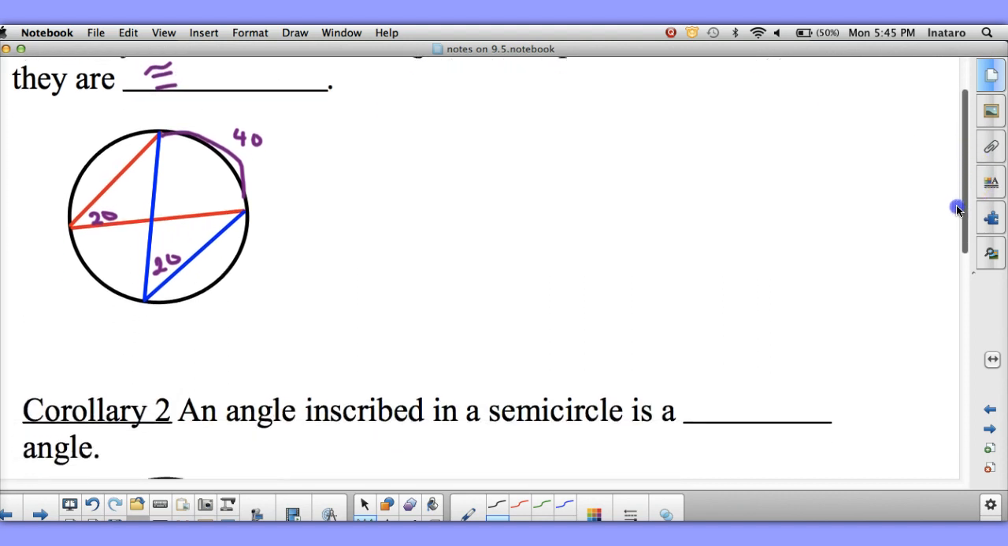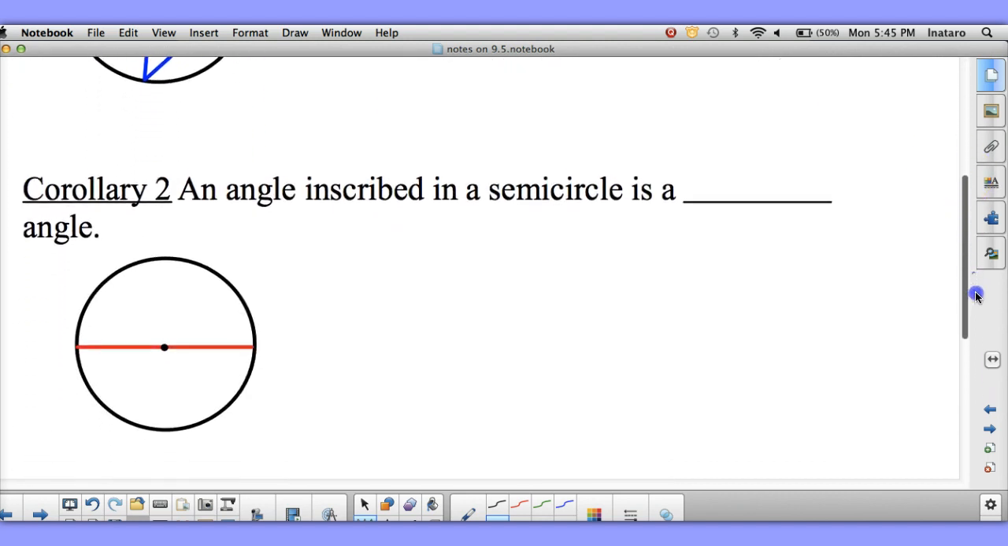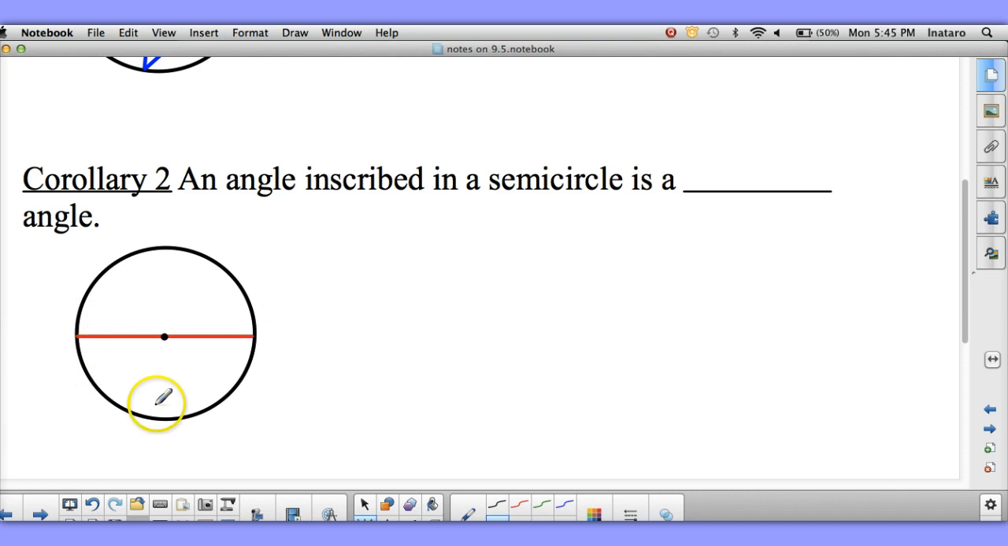Let's take a look at another corollary. Here we have a semicircle. We have actually two semicircles because we have a diameter here. An angle inscribed in a semicircle. Let me draw an angle here. So that's my inscribed angle. What would the measure of this angle be? Well, this intercepted arc here is a semicircle, and I know a semicircle is 180 degrees. So that means that this angle would be 90 degrees.